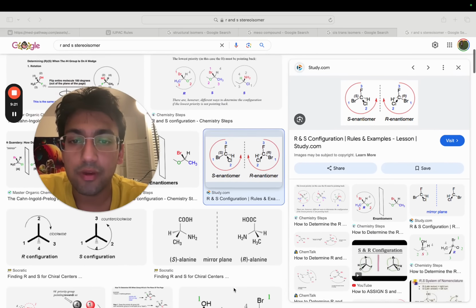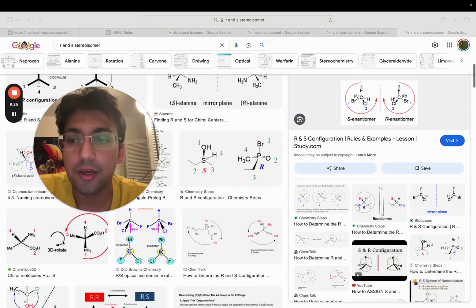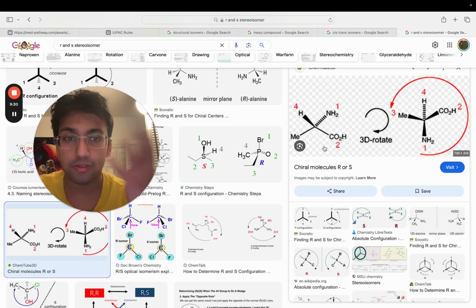Now the tough thing for me was always pushing the lowest priority thing in the back. So that thing is going to take a little bit more effort on your part in terms of visualizing it.